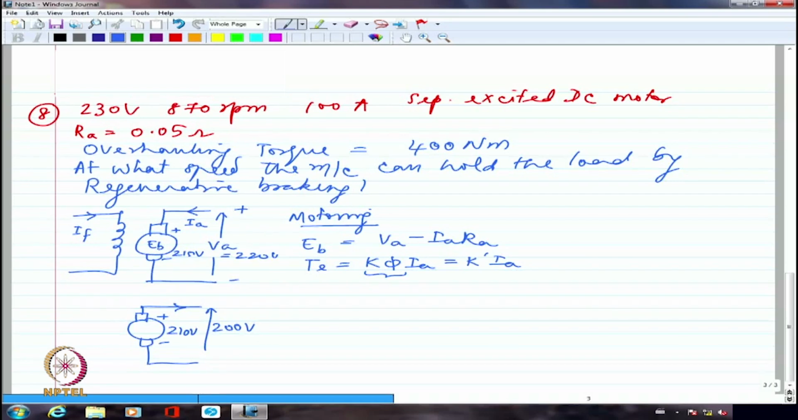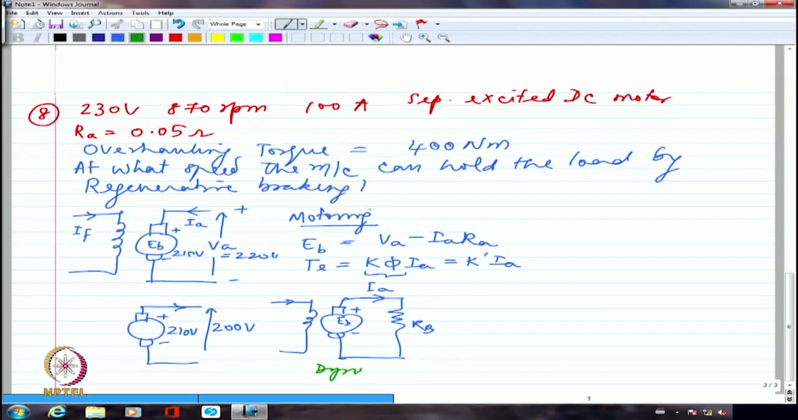If you may recall, in dynamic braking or rheostatic braking, what we did was to connect a resistance. The field was still there, but what we did was, this EB was circulating a current IA, which was getting dissipated. The current was dissipating the power in the form of heat in RB. This is what we did in dynamic braking. So this is dynamic braking or rheostatic braking, because we were connecting a rheostat, whereas this is regenerative braking.